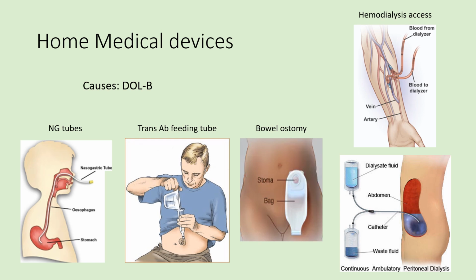With these, NG tube, do an exam for aspiration or choking, and flush as needed. That trans-abdominal feeding tube, examine that for infection at the site, and DOLB. So bowel ostomies, those need to be seen at the hospital, just like the ports of your dialysis access and things. Basic paramedic care, IV, O2 as needed, and take them to the hospital.